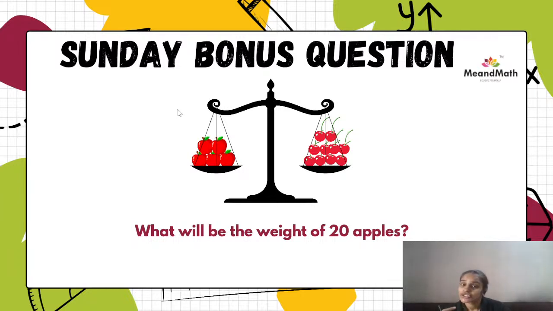5 apples equals 10 cherries. 5 apples is equal to 10 cherries. I'm repeating it again and again. So what will be the weight of 20 apples?